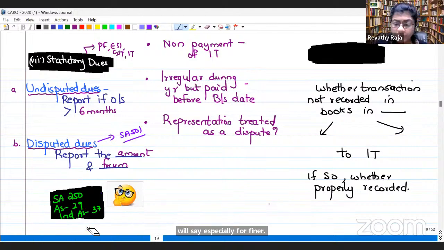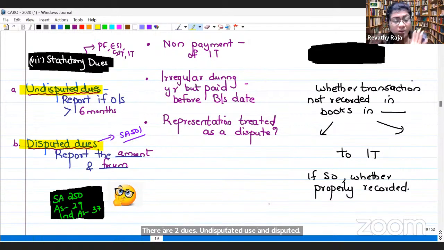There are two dues, undisputed dues and disputed dues. Undisputed means there is no dispute, the company is not paying, you will report only if it is more than 6 months. Disputed dues, you will report irrespective of whether 6 months or not, the amount, how much is in dispute, and where, the forum.